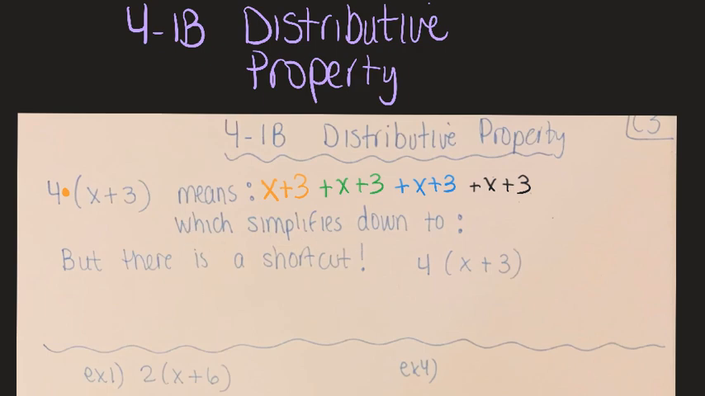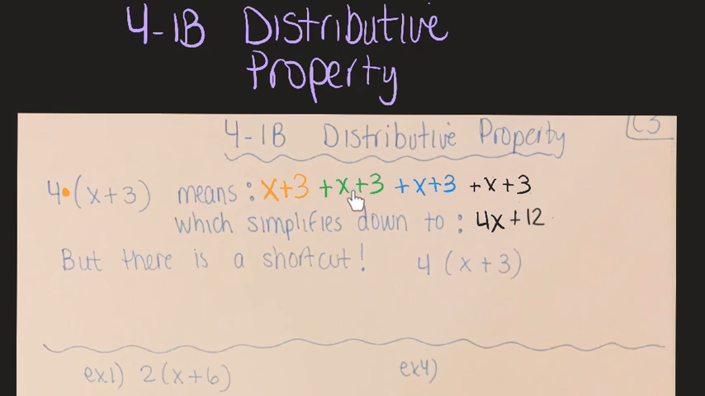Now I need to simplify that down. Kind of like a fraction gets simplified, this math problem can get simplified. So I'm going to count my x's. 1, 2, 3, 4. I have 4 x's. Then I've got a 3 plus another 3, that's 6, plus another 3, that's 9, plus another 3, that's 12. So that simplifies down to 4x plus 12.